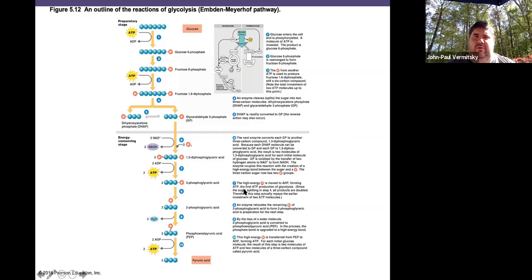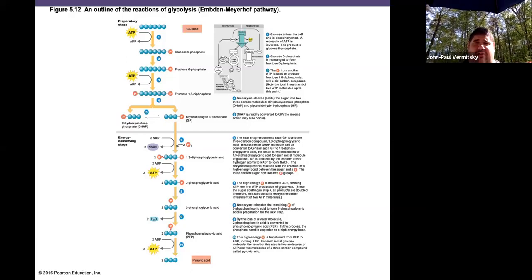You want to pay particular attention to these notations that are here, okay? Because this is pretty much going through what I just went through. It's outlined here, the steps involved in glycolysis, okay? In addition, as I said, there are review sheets up there as well.